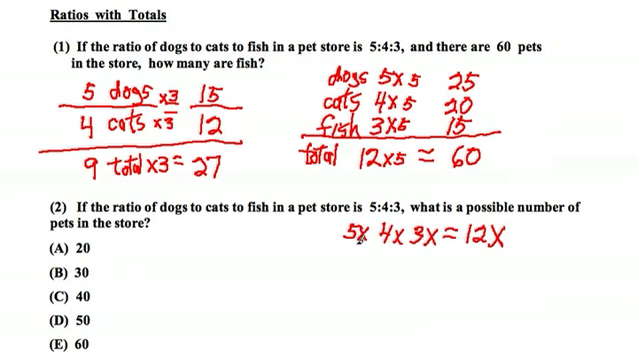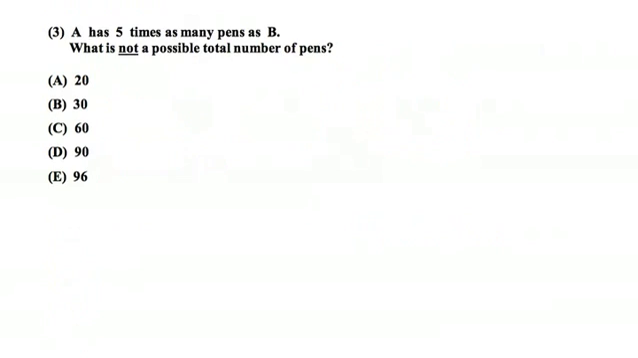And for these type problems, x has to be a whole number. You can't have half a dog. So the correct answer has to be a multiple of that sum, or multiple of 12. It could be 12, 24, 36, and so on. Next problem. If you want to try this on your own, you can pause the screen now.